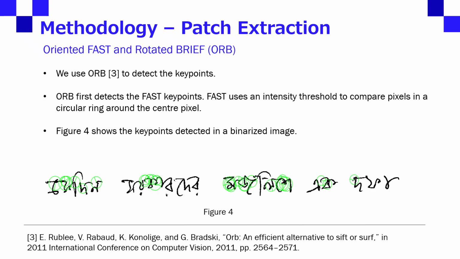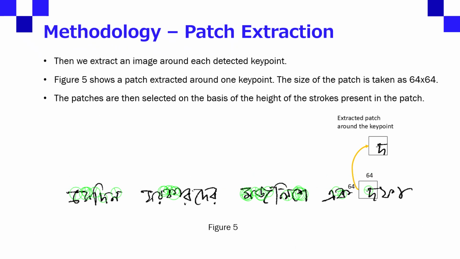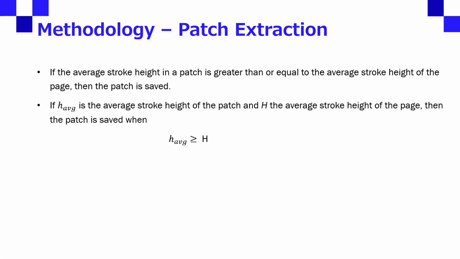The patches are then extracted by calculating the key points using oriented FAST and rotated BRIEF as shown in the figure. A 64 x 64 patch is extracted around each key point as shown in the figure. Then, just like in the previous step, we select the patches on the basis of the height of the strokes.